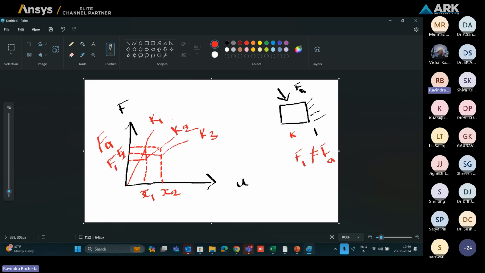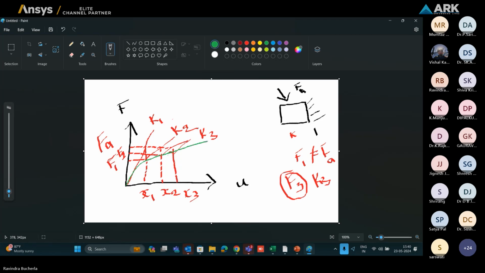From K3, again we apply the Fa value, and we get the deformation x3. Again we calculate the force reaction, and we get F3. Like that, from F3 we calculate the next stiffness. Like that we will get the nonlinear stiffness. Whatever the updated stiffness, the graph we get is by using this Newton-Raphson method.